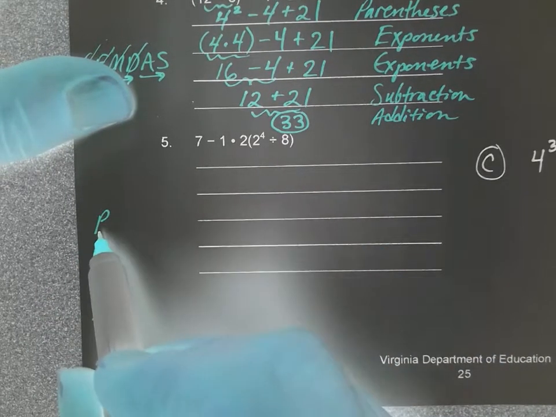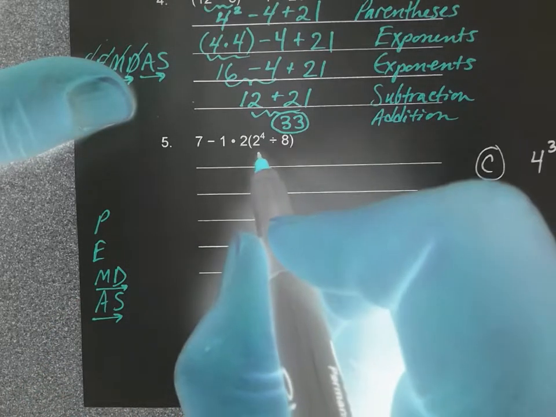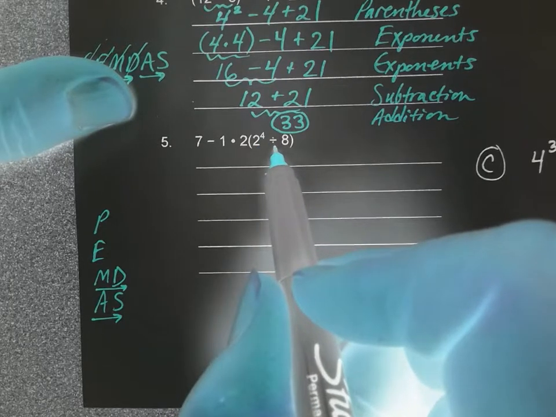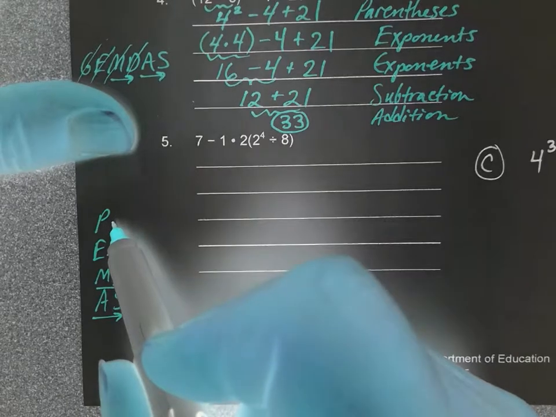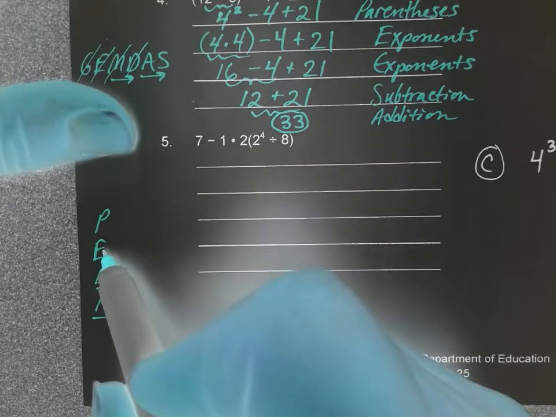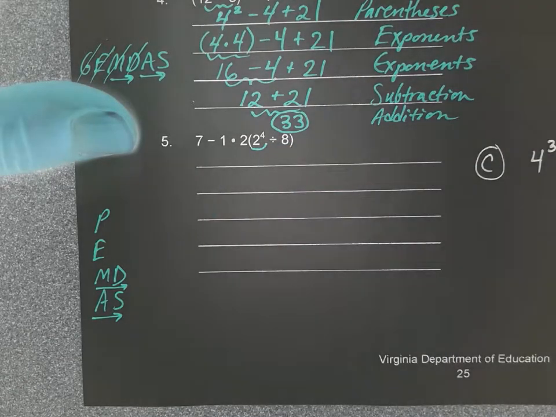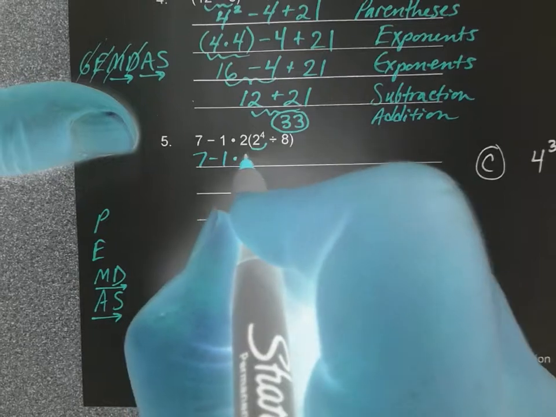Well, are there parentheses? Sure are, but there are a couple things to do in these parentheses. So if there's multiple operations, here I have an exponent and division, who comes first inside? Well, you look through your list, and inside, exponents would come before division. So let's look at this exponent inside the parenthesis first. Everything else is going to stay the same.